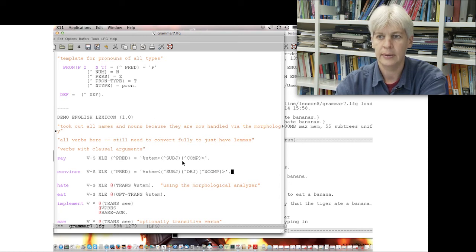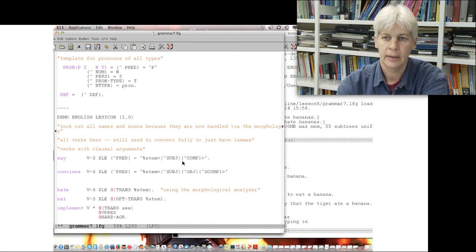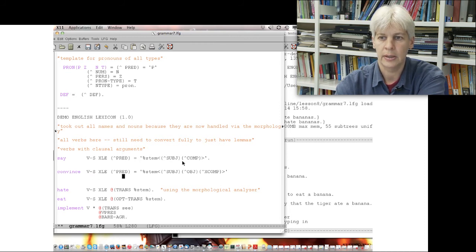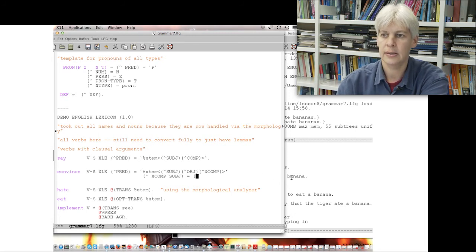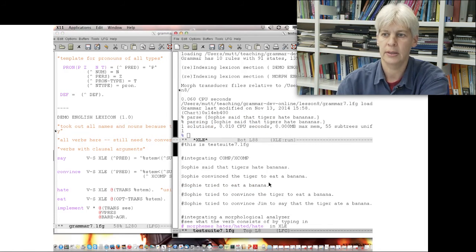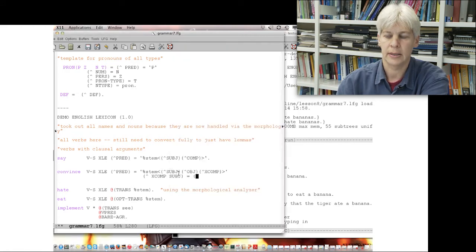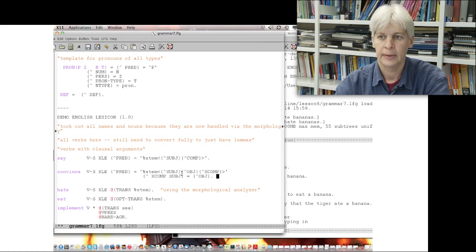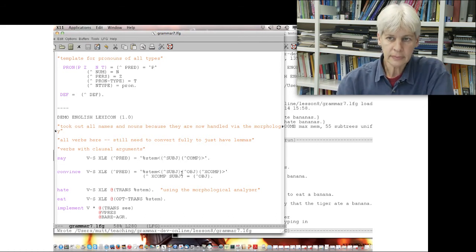Okay, and then remember from the slides, this is a control verb, so we need to say what the control equation is. So we say up's X-comp subject is equal to, who's doing the eating in this case? Convince the tiger to eat a banana. It's the tiger, so it's an object control verb. Okay. So we have that information.